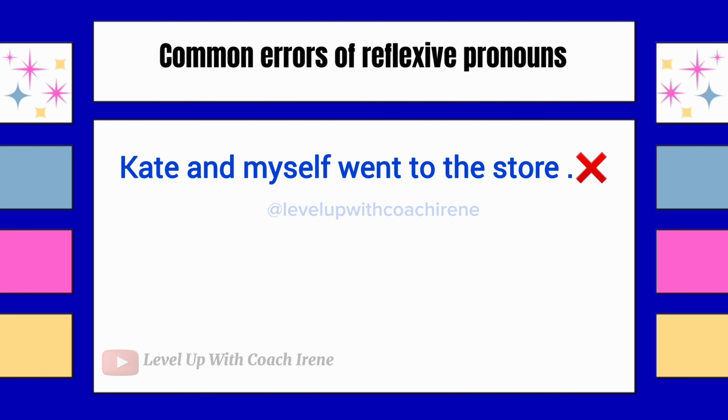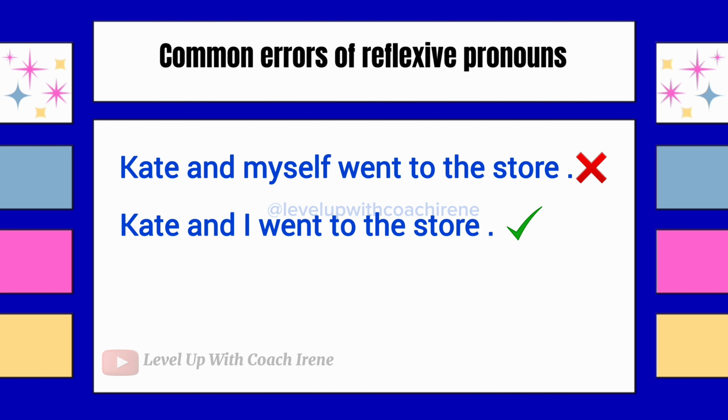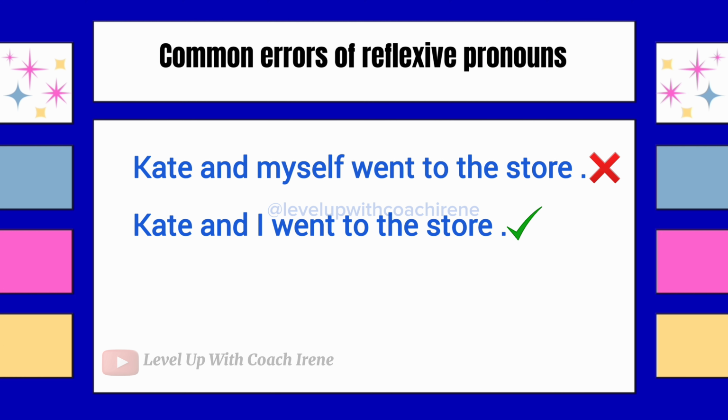This sentence is incorrect. It should be Kate and I went to the store. Using myself instead of I is totally wrong because the pronoun is a subject, not an object of the action. Remember, you use myself when referring to the same person or thing. In this sentence, the speaker is not referring to the same person, and so it should take the form I and not myself. Let's look at another sentence.